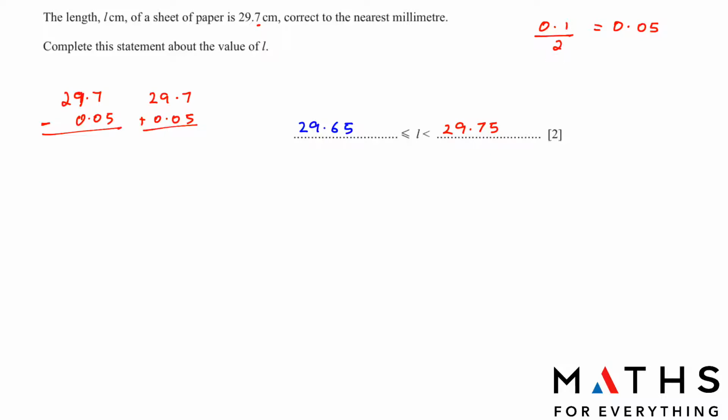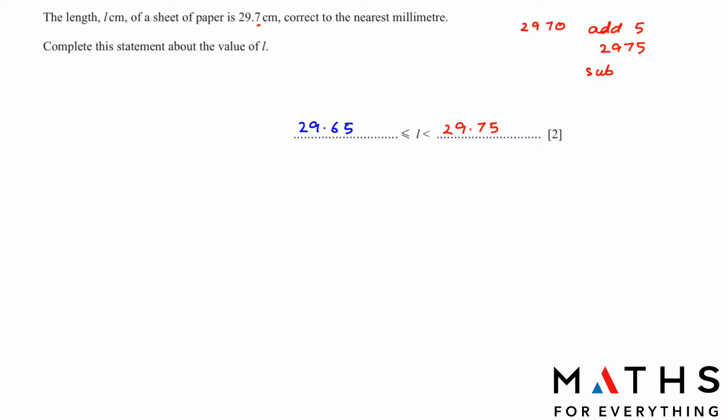This is one way. The other way is you can write the number without a decimal. It's 29.7, write 29.7, add a 0. And then you add 5, you will get 2975. You subtract 5 and you will get 2965. And there is a decimal after 2 digits, so you put that decimal after the 2 digits. This is another way of getting the answer.